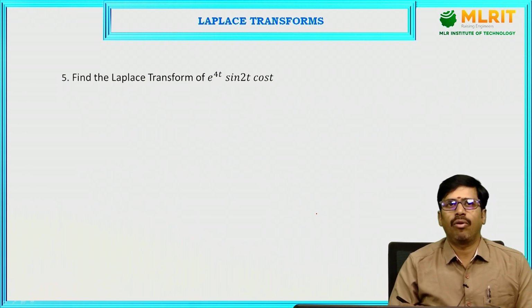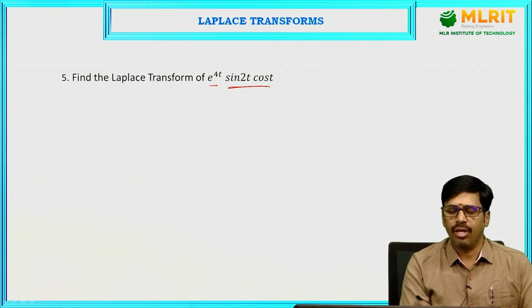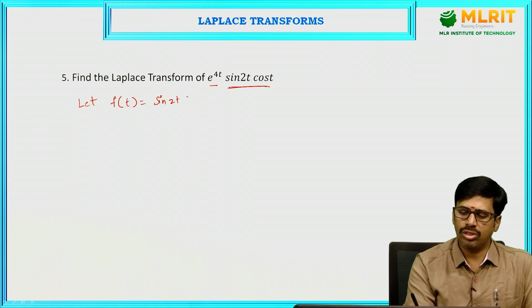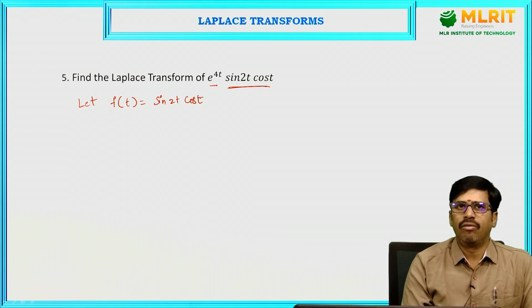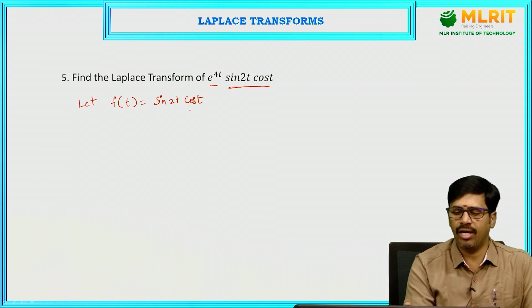Now, let us see problems on this. Laplace of e power 4t sin 2t cos t. So, here f of t is sin 2t cos t. We cannot find Laplace of f of t as Laplace of sin 2t into Laplace of cos t. We can't write like this.